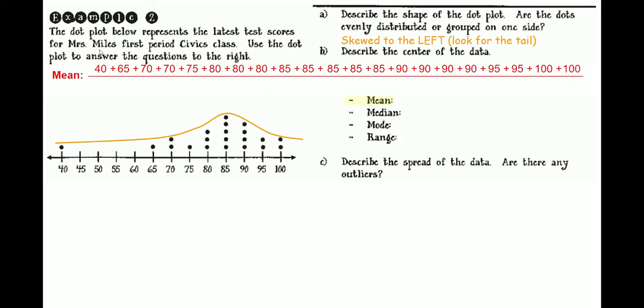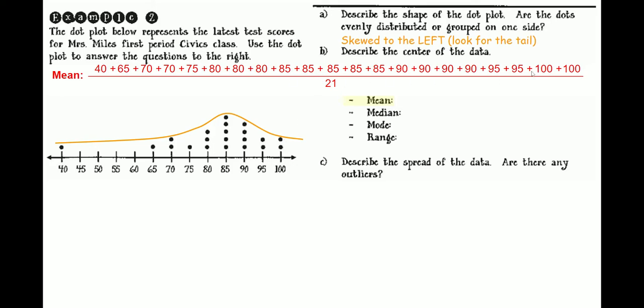All right, so when you find the mean or the average, you take all of those numbers, all the data points, you add them up, and you divide it by the number of data points there are. So let's see, there are 1, 2, 3, 4, 5, 6, 7, 8, 9, 10, 11, 12, 13, 14, 15, 16, 17, 18, 19, 20, 21, 21 students.